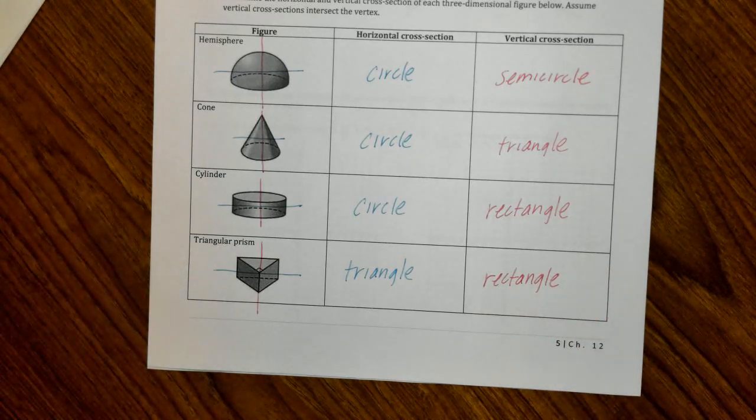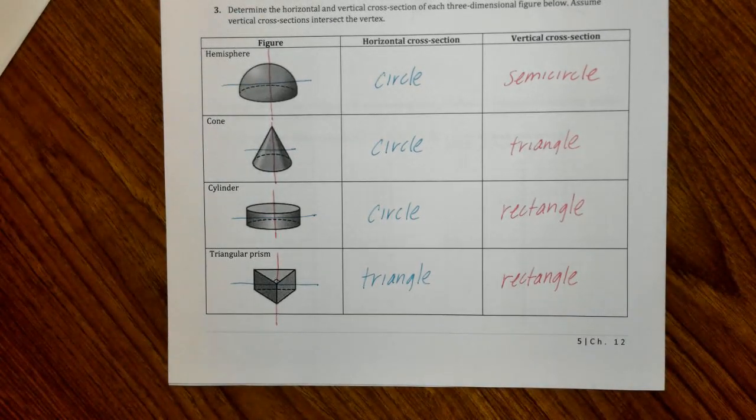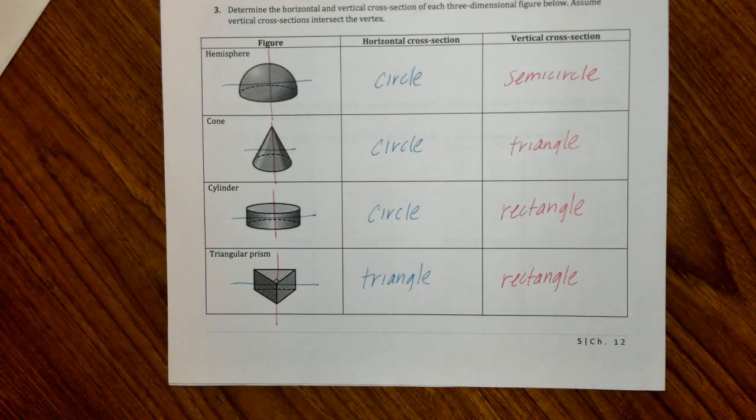So again, with these, you're really going to have to visually see this, and that way it's a little bit easier. But every single time, if you do a horizontal cross section, look straight down from the top. What is the shape of the base?